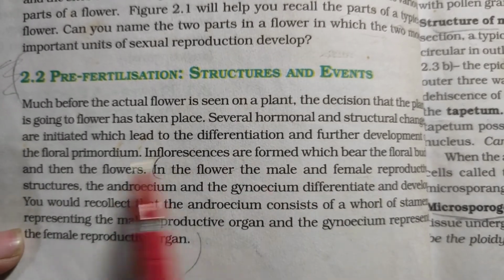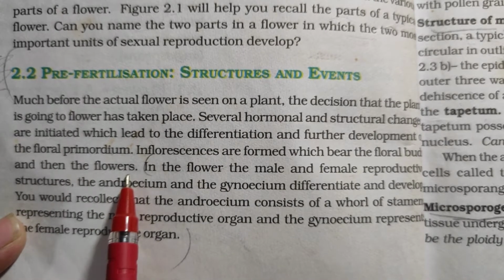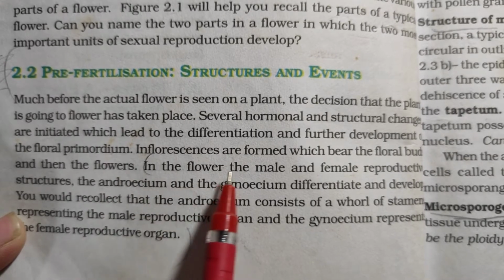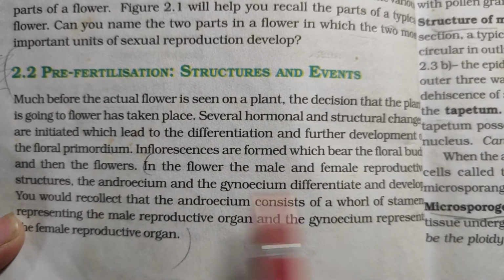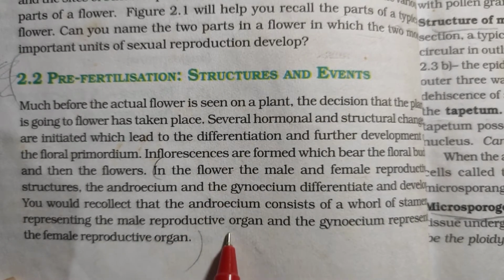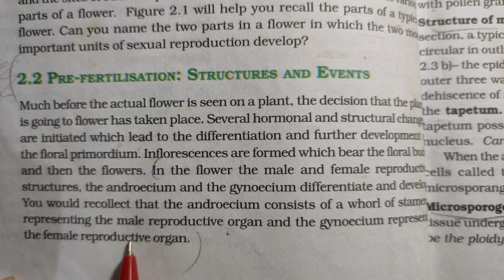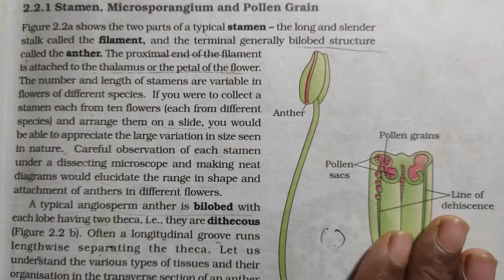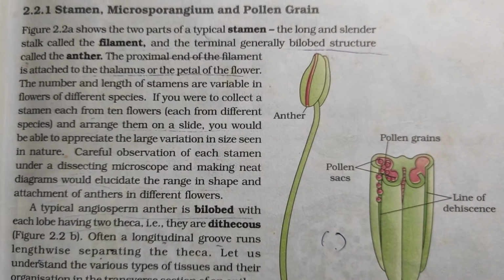Inflorescences are formed which bear the floral buds and then the flowers. First buds are formed, and the buds mature into flowers. In the flower, the male and female reproductive structures, the androecium and gynoecium, differentiate and develop. Androecium is nothing but the male reproductive organ, which we call stamens, and the gynoecium is the female reproductive structure. So friends, now we'll be studying the male reproductive organ: the stamen, microsporangium and pollen grains.